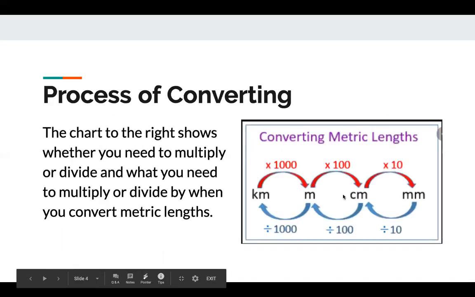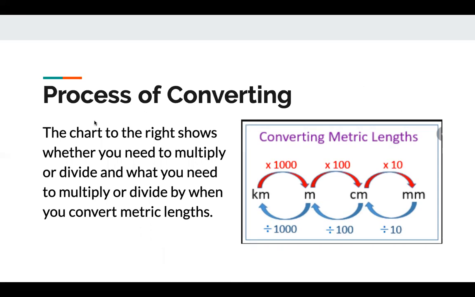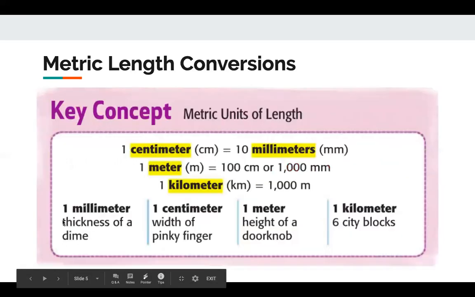This chart should look similar to the ones you saw last week. The chart on the right shows whether you need to multiply or divide, and what you need to multiply or divide by, when you convert the metric lengths. You can see kilometers, meters, centimeters, and millimeters. Depending on which direction the arrow is pointing, you have to divide or multiply. Hopefully you notice what kind of numbers we have: 10, 100, or 1,000, and we're going to look more at that.